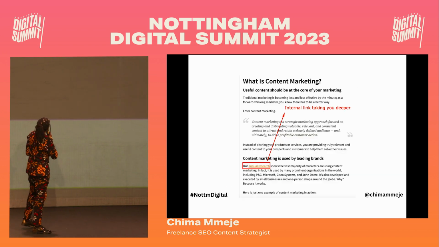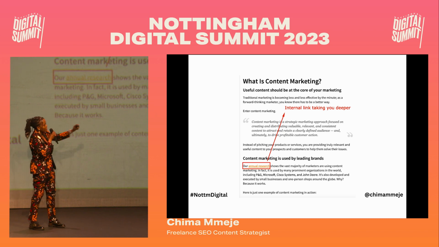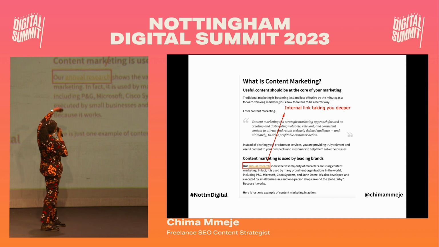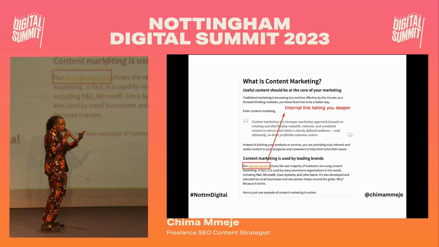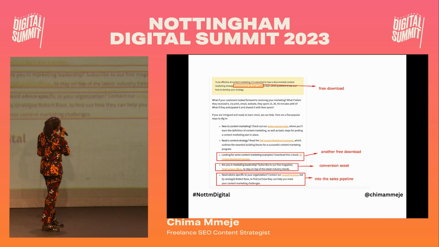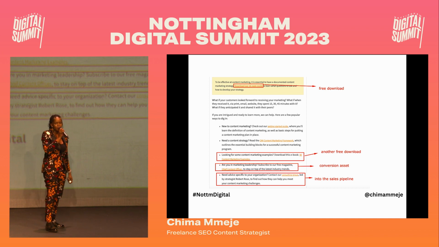A really good example for me is Content Marketing Institute. When I click on that search result of what is content marketing, they pop up. I go into the result and I see this. What is content marketing? It looks simple enough, but as you start to go down the page, it really starts to evolve. You have this second subheading here, and they are taking you to a link on their annual research. It looks like just one piece of content, but it isn't. You have a free download, another free download, a conversion asset, and a link that takes you into their sales pipeline.